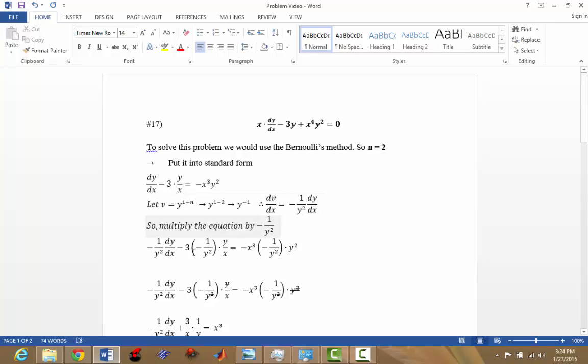Once you have this, you would take this term and multiply it with our standard form term that we have right here. And that will leave you with negative 1 over y squared dy/dx minus 3 times negative 1 over y squared times y over x equals x to the third times negative 1 over y squared times y squared.